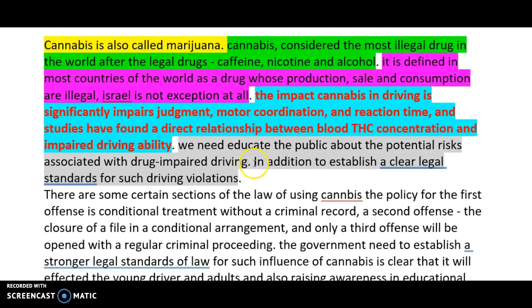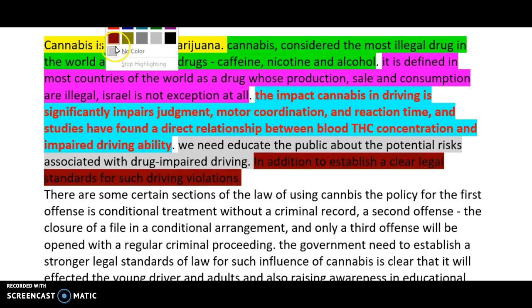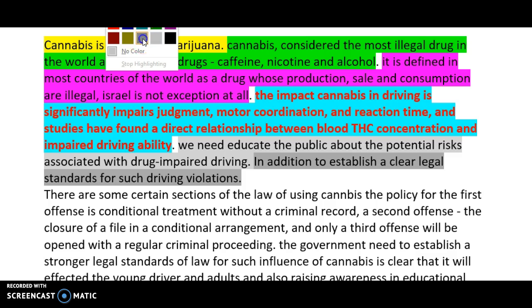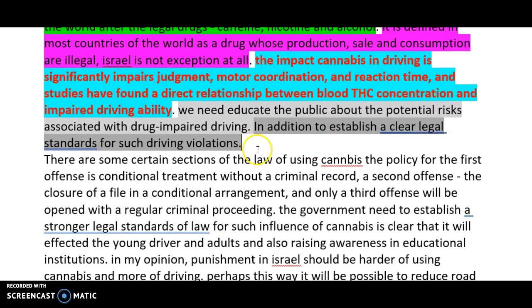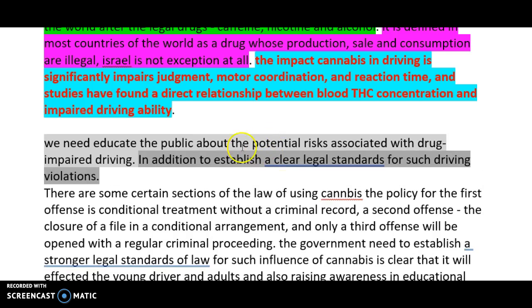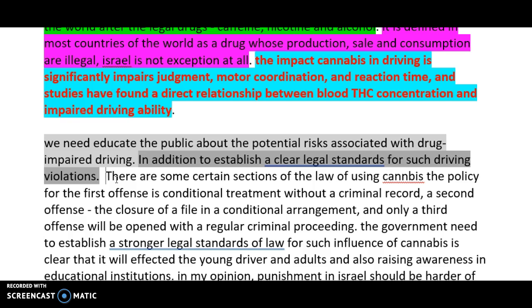Oops, sorry. Here there was a sentence. Let's make this color. We need to educate the public about the potential risks. Well, where is this? This is more part of the solution. So basically, what have we got here?